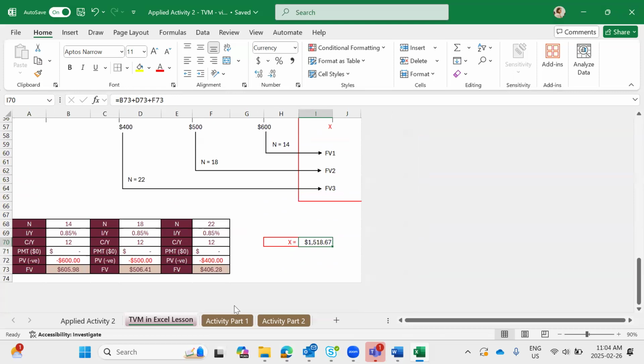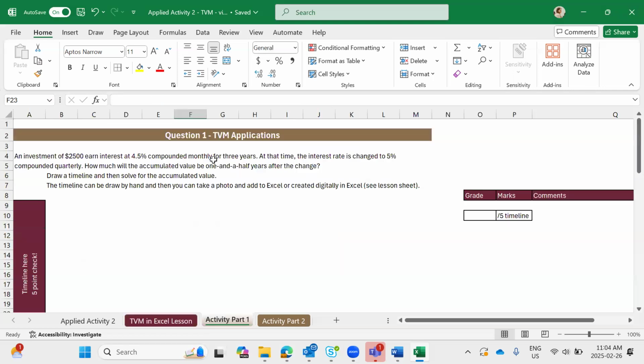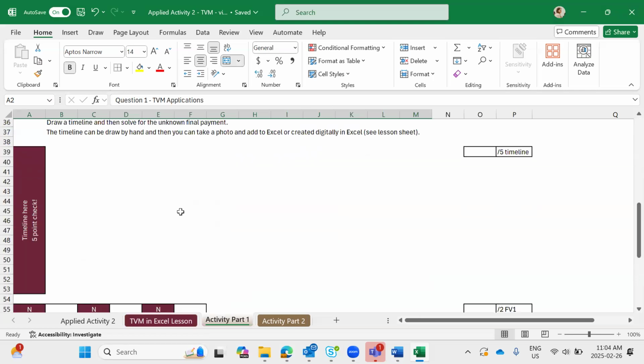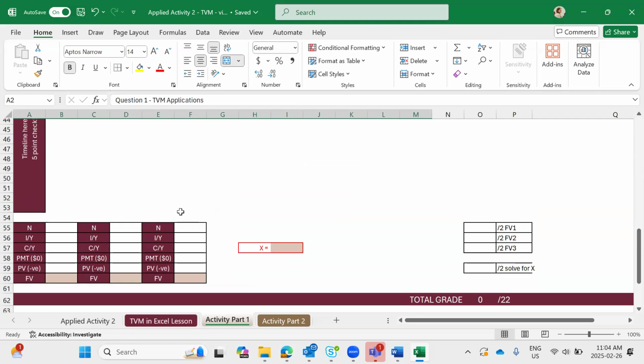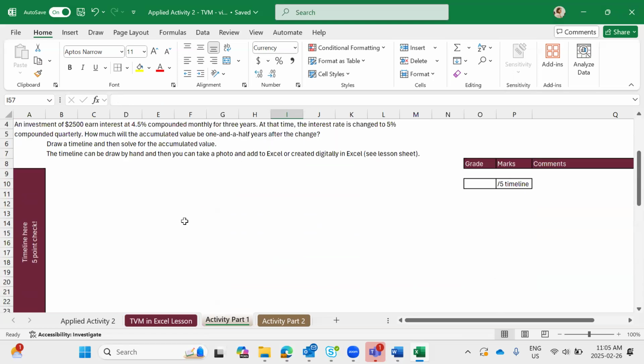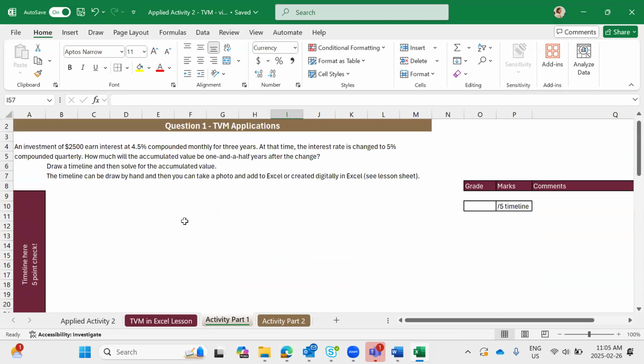Now, once we've done this lesson, I just want to give you a couple pointers on what you're going to have to work through on your own. So for activity part 1, I'm going to give you 2 different questions that you have to solve. I do give you some hints on what you have to find with the boxes that you have to fill in, but as part of these questions, you will have to make a timeline.